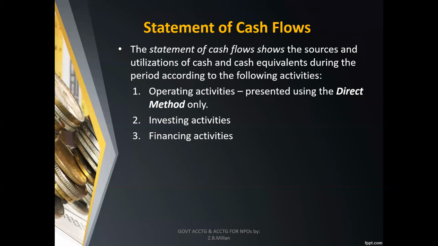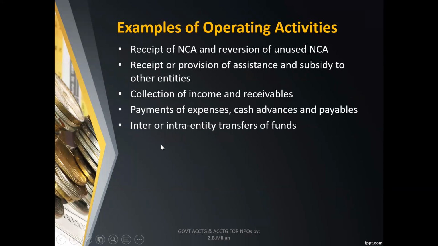Okay, now let's proceed to the fourth component, the statement of cash flow. So the cash flow shows the sources and utilization of cash and cash equivalent during the period according to the following activities: operating activities, for example, presented using the direct method, investing activities, and financing activities. Same format as in the commercial accounting, in the statement of cash flow, the in and out of cash will be grouped according to operating, investing, and financing activity.